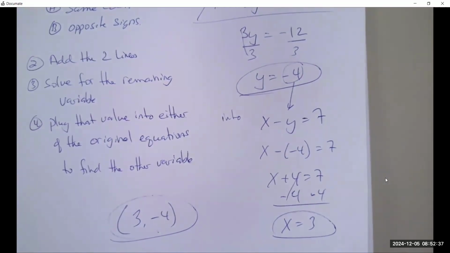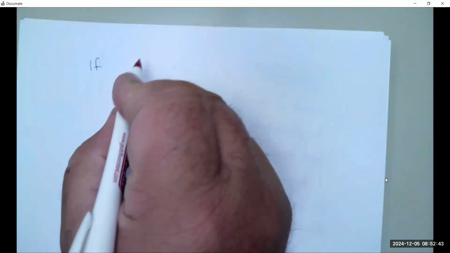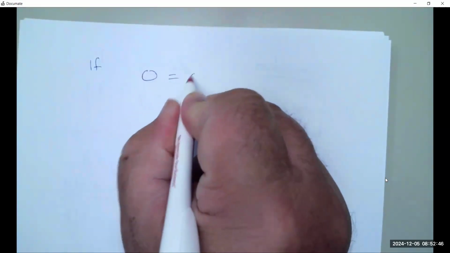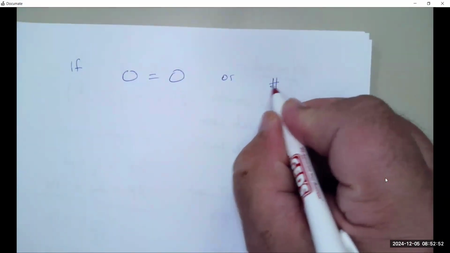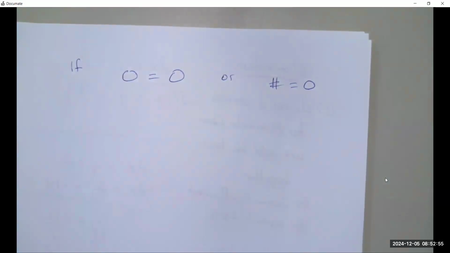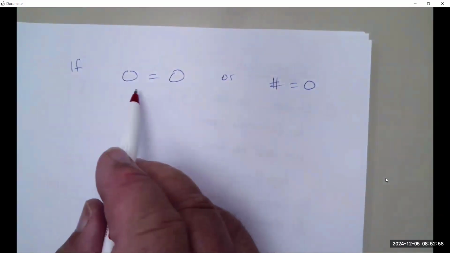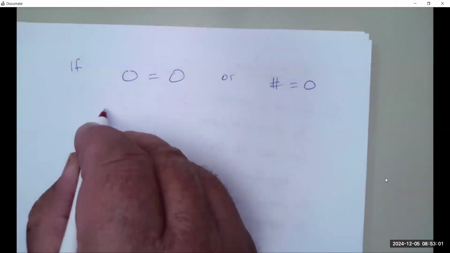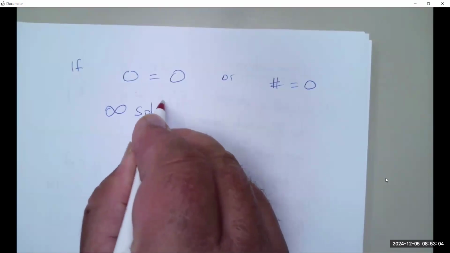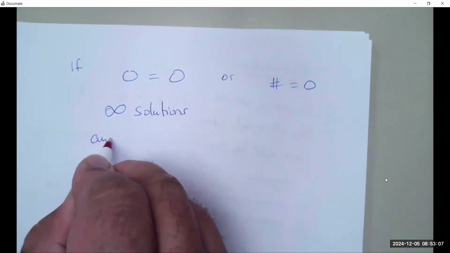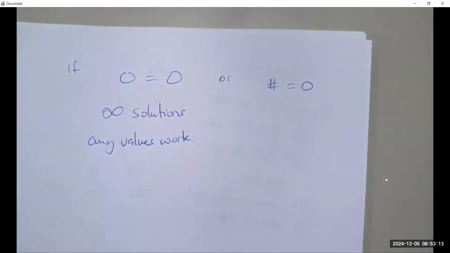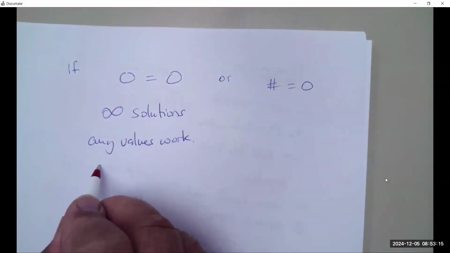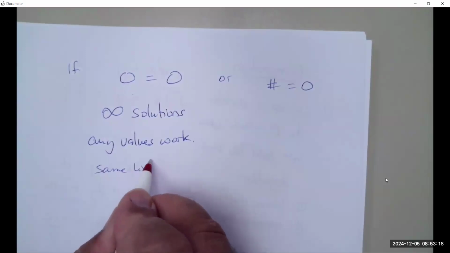Okay, there are conditions here. Situations can happen. When you finish doing everything, you get 0 equals 0, or a number equals 0. If you end up with 0 equals 0, all the variables disappear, then it's infinite solutions. Any values work. So they're the same line. They're dependent.